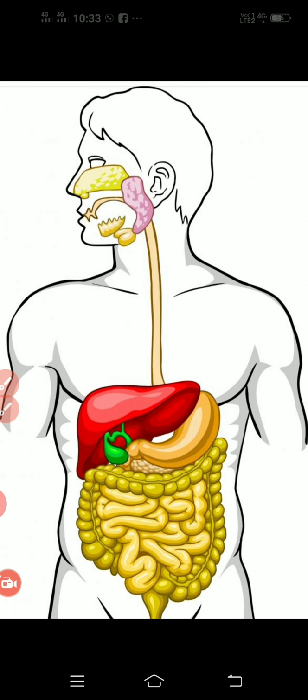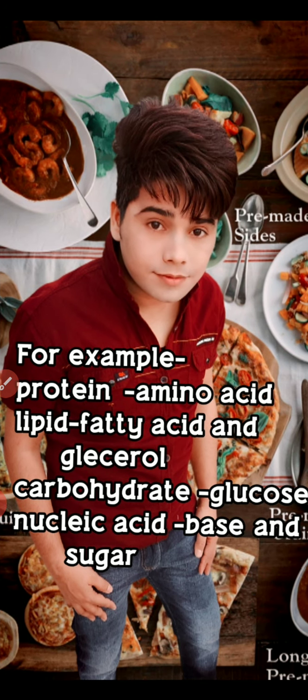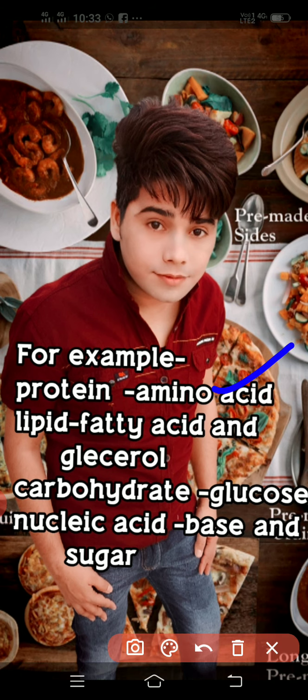As I told you, complex food components are converted into simpler food components. Protein is a complex food component which is converted into amino acids. Lipid is converted into fatty acids and cholesterol. Carbohydrate is converted into glucose. Nucleic acid is again a complex food component, converted into base and sugar.